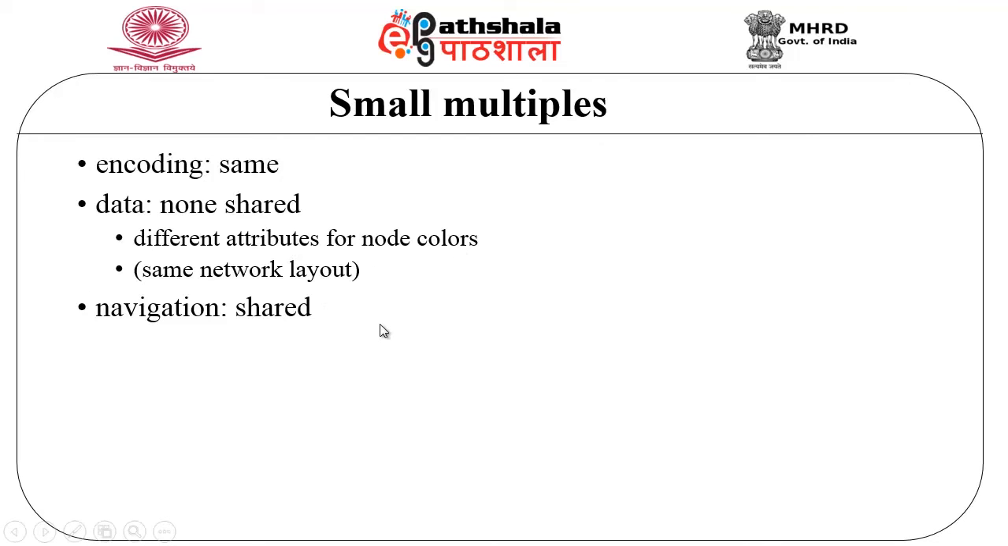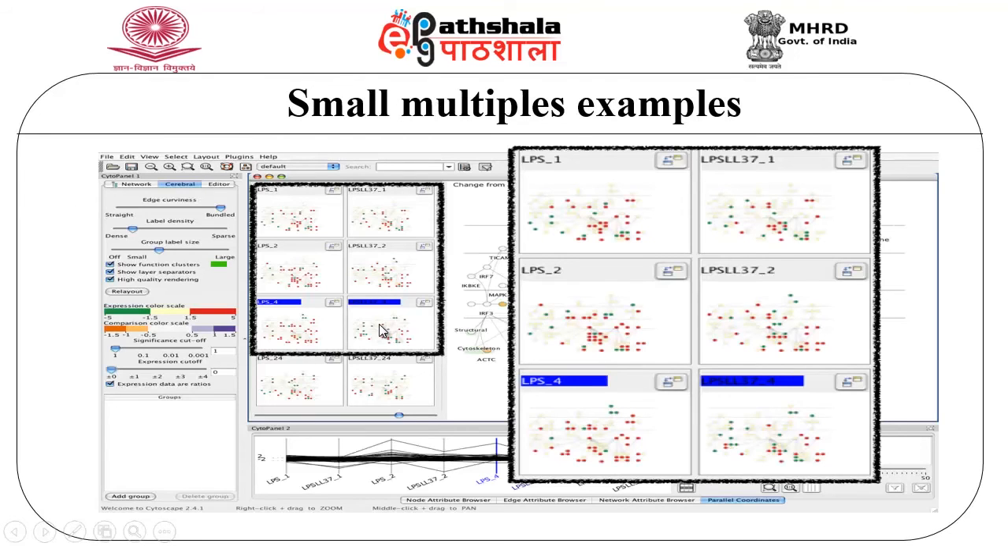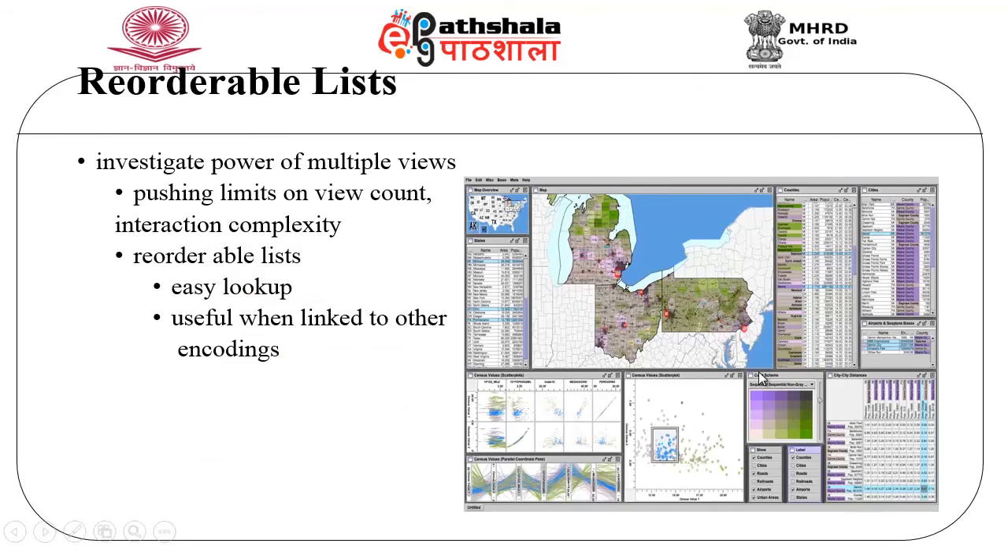The same as that of the network layout, and the navigation is a shared navigation. So this is an example of small multiples. Here we can see the overview as well as a detailed part as such.